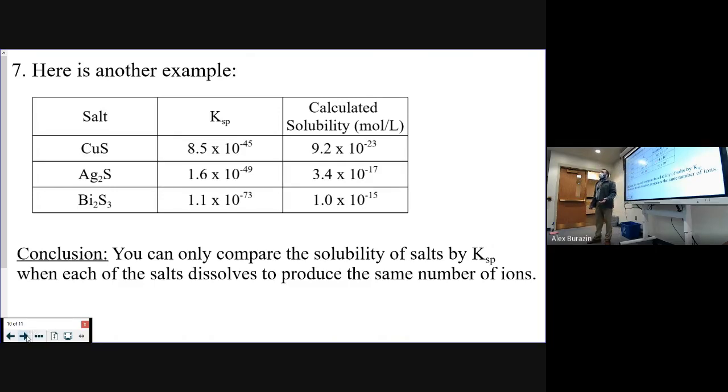Okay? So if you look at KSP as a measure of solubility, which it is, we can only compare molecules that produce the same number of ions. If you start comparing different numbers of ions, you're probably going to screw it up because it's not possible. Or I should say, at the very least, you've got to be extremely careful.